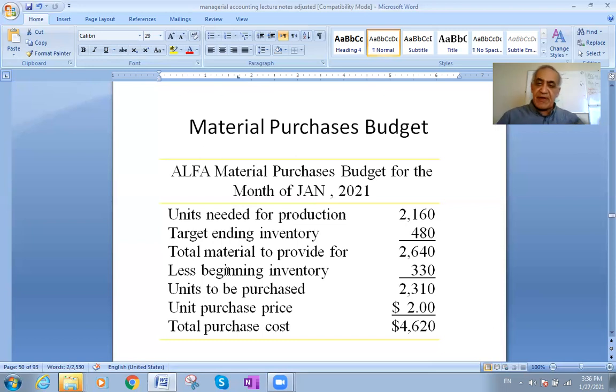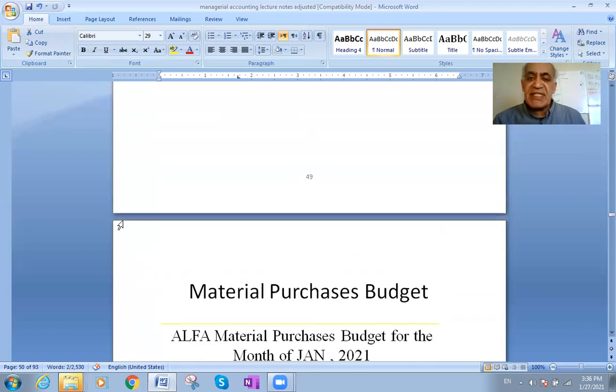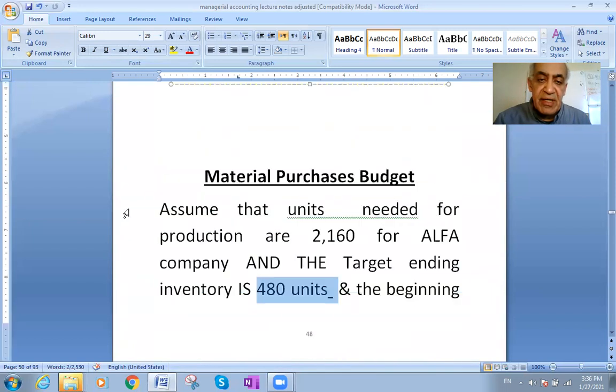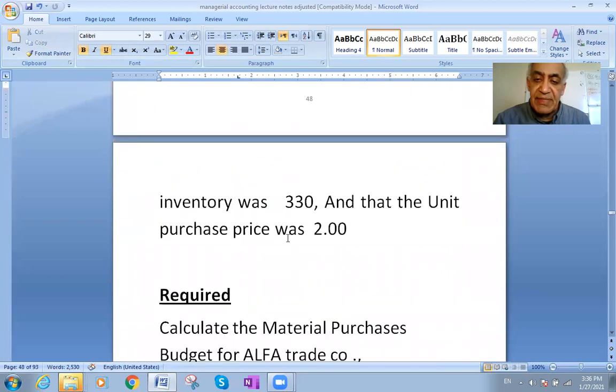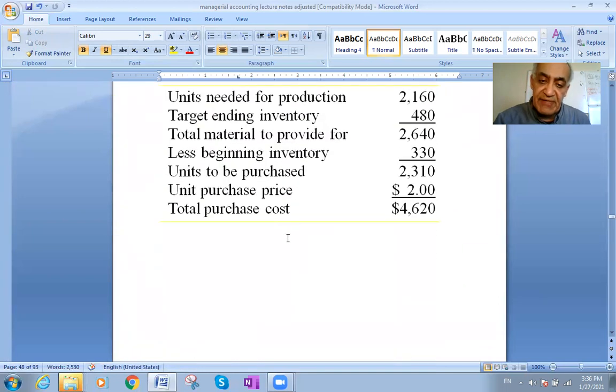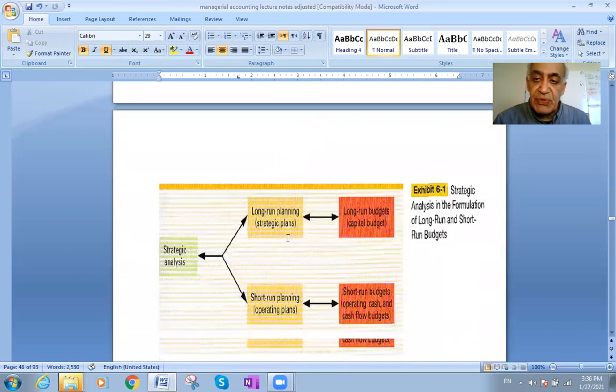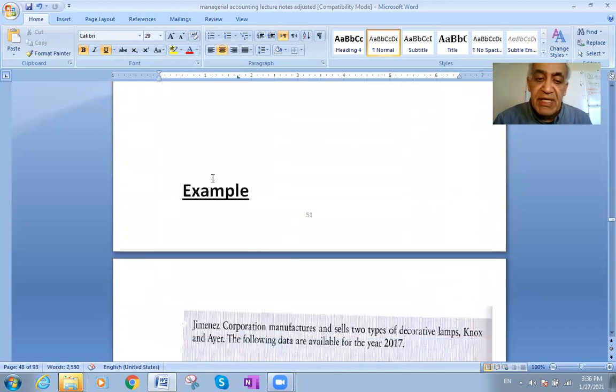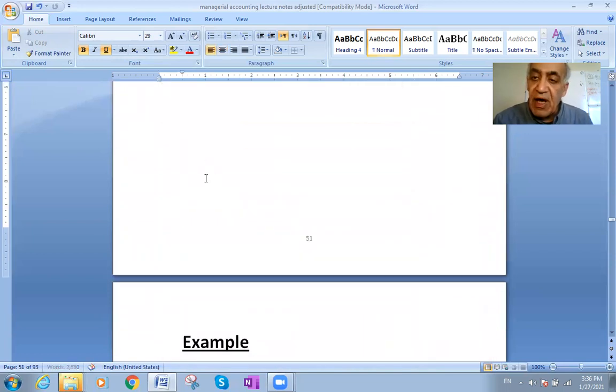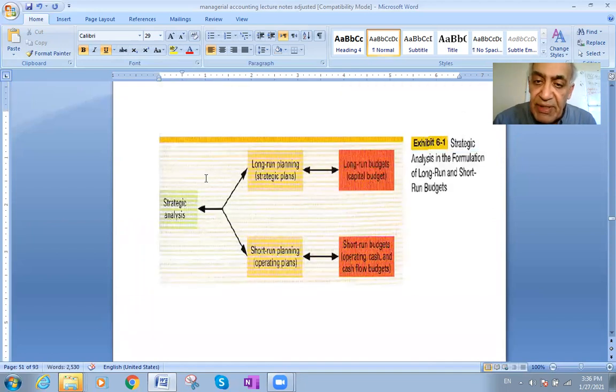So what we did in the first example, we do back now with the same idea for the material purchase. It's exactly like you see here, and you apply the numbers directly. Nothing more, nothing less. Take care, because we are working on budgeting. Budgeting means planning for the future. You are not talking about the past, you are talking about future needs.